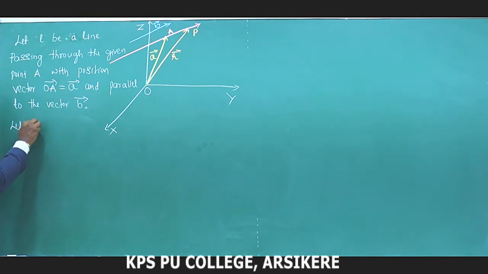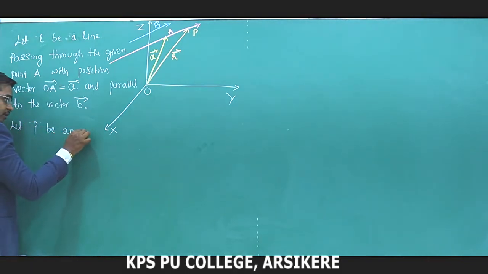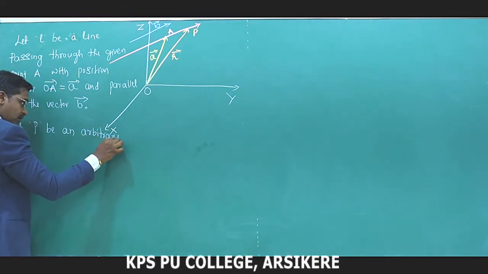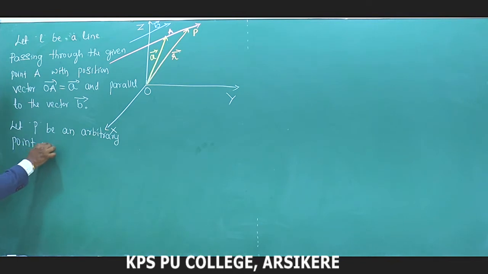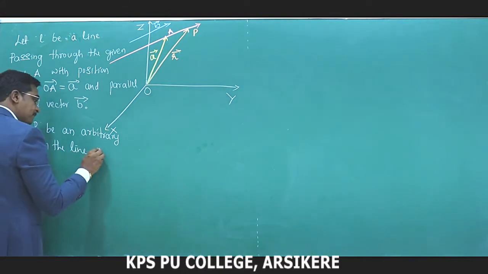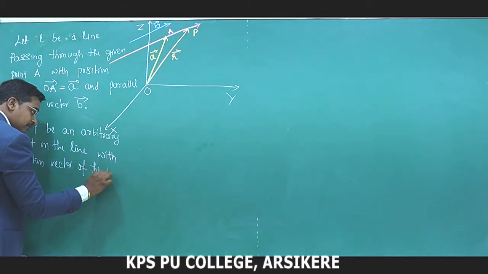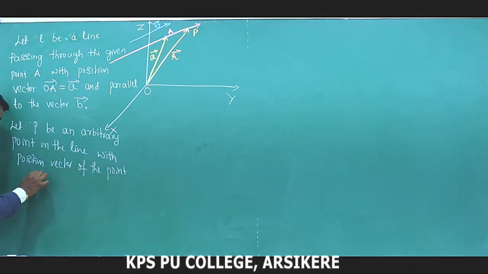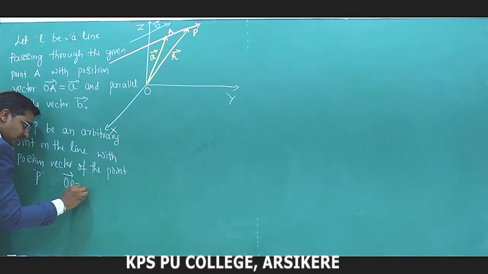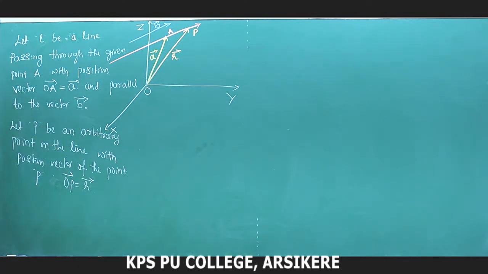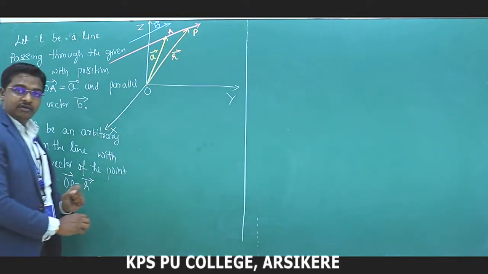Let P be an arbitrary point on the line with position vector. What is the position vector of the point P? OP is equal to vector R. Vector OP is equal to vector R. This expression is very important. Okay, so now we are going to the rest of the expression, a derivation.